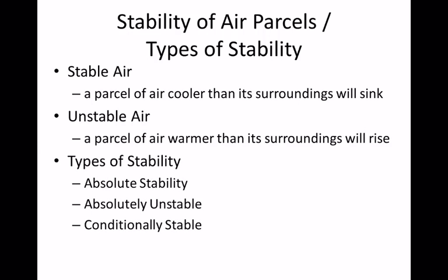So we're going to talk about 3 types of instability, and you're going to hear me kind of go back and forth. For instance, this term right here, absolute stability, you're going to hear me call it absolutely stable. I hope you can kind of work with me there. Absolute stability is the same thing as absolutely stable. Absolutely unstable is the same thing as absolute instability. So you'll see what I mean.